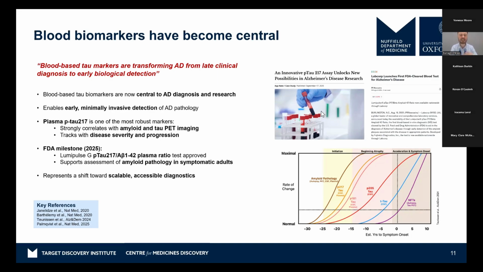And so all of these advances represent a shift in the field, from relying on expensive and invasive methods like PET imaging and CSF sampling to more accessible blood-based diagnostics that could ultimately enable earlier disease detection and broader screening.